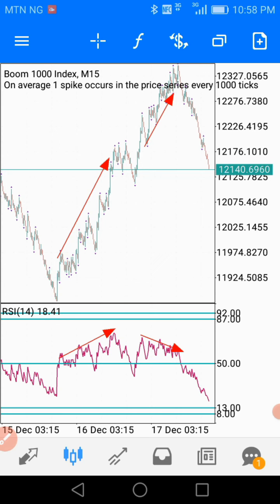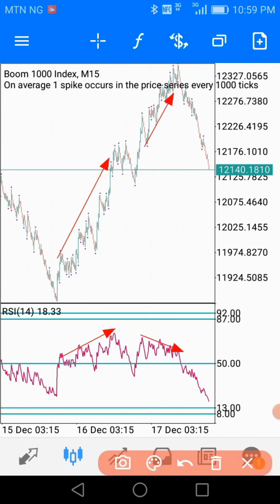Now if you look to your left, you see that Boom 1000 has been on a bullish move from here. On a bullish, buying cycle, the price is supposed to be making higher highs and then higher lows, which is what played out here. And normally the indicators are supposed to follow the price. But sometimes there can be discrepancies, differences in the movement.